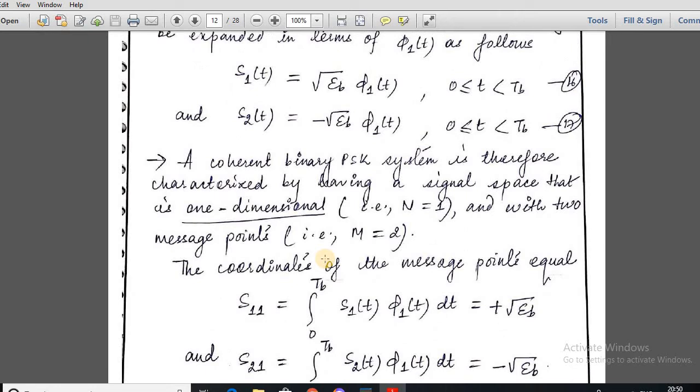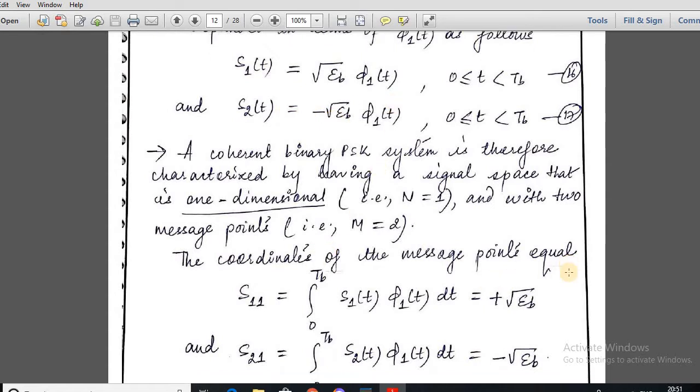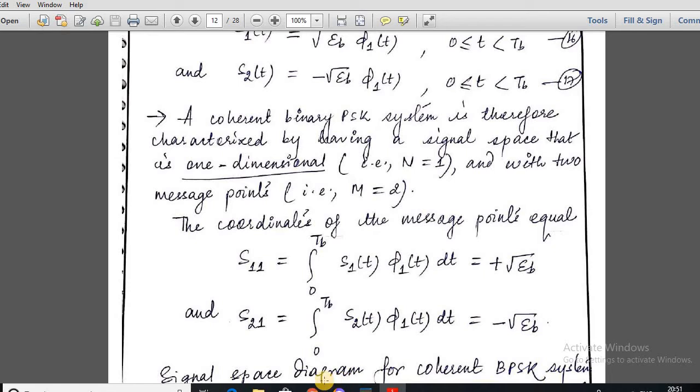Now, BPSK is a single dimension modulation technique, with one carrier function. If I want to find out the projection of signal waveform S1 of t on phi 1, I can compute it as the signal coefficient S11, which is the integration of S1(t) multiplied by phi 1(t) dt. Similarly, if I want to find the projection of signal 2 on phi 1, I can write the integration of S2(t) phi 1(t) dt, which is equal to minus root Eb.